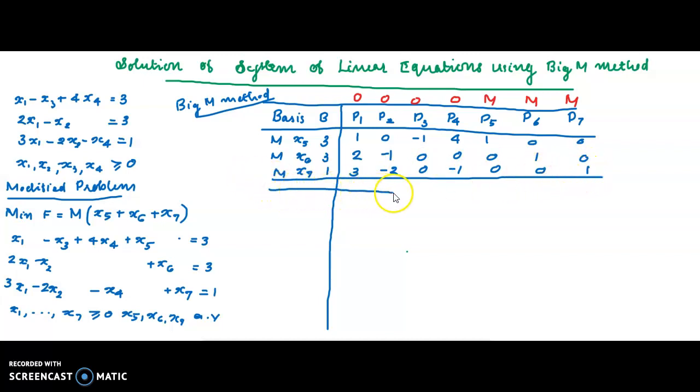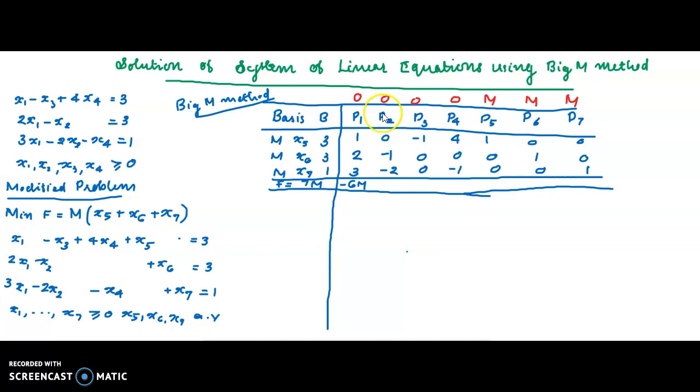Then we have to find the net evaluations. First we have to write capital F equal to 3M plus 3M plus 1M, sum 7M. Right now that has no importance, even if we do not calculate it there is no problem. Then we have to find the net evaluations. 0, minus M, minus 2M, minus 3M. 3, 2, 5, 1, 6. Minus 6M will be the first net evaluation.